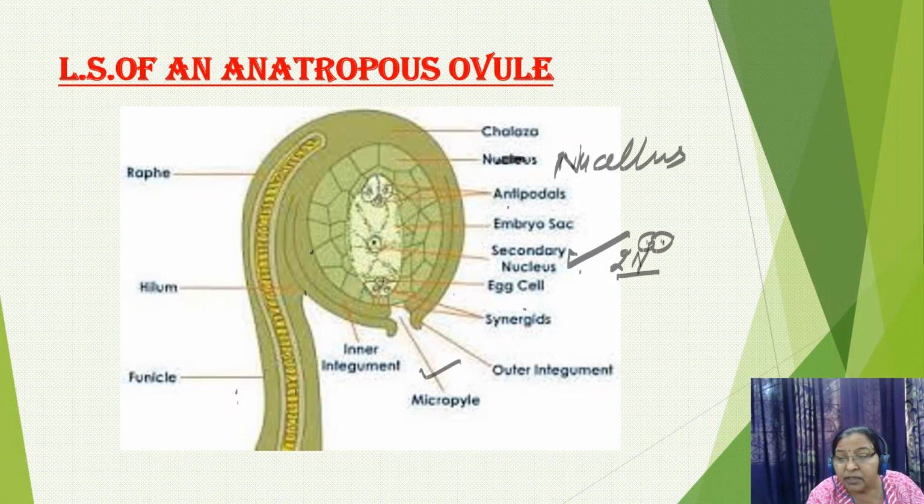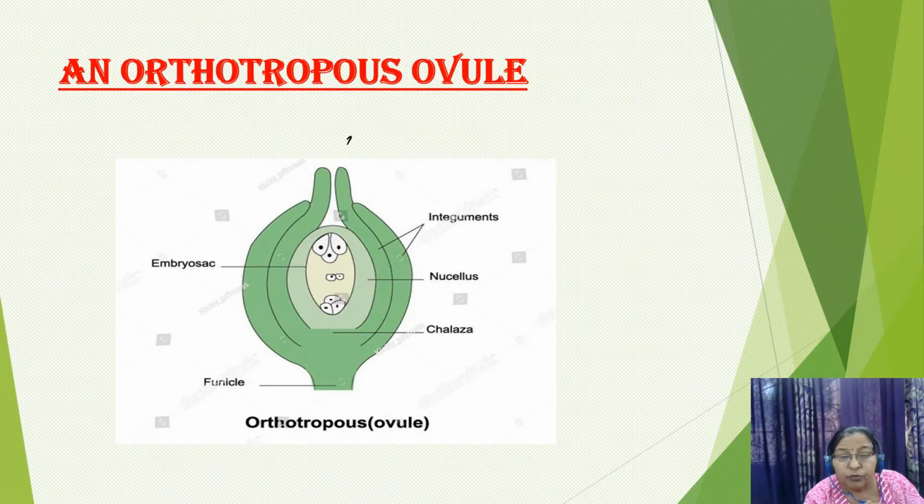Now I will show you another ovule which is upright, an orthotropous ovule, just to compare, because I have seen so many times the structure of the ovule asked in the exam, a 3 marks question. Draw the structure of an anatropous ovule. That is the L.S. of an anatropous ovule, longitudinal section. This is orthotropous, just to compare. Always draw the anatropous ovule.